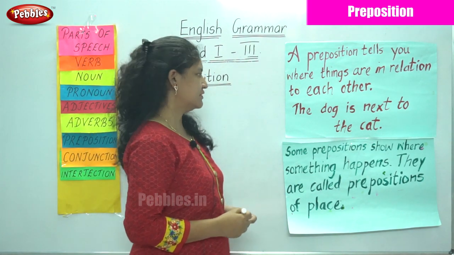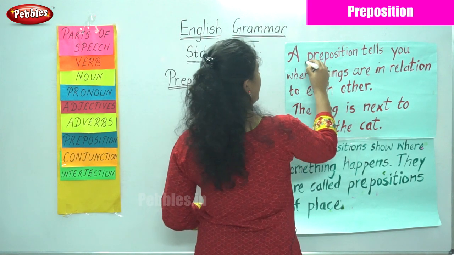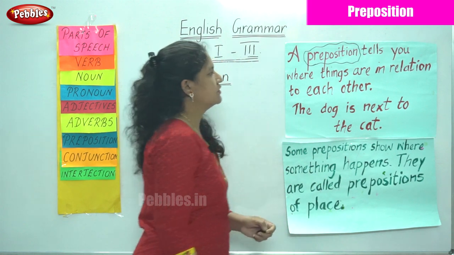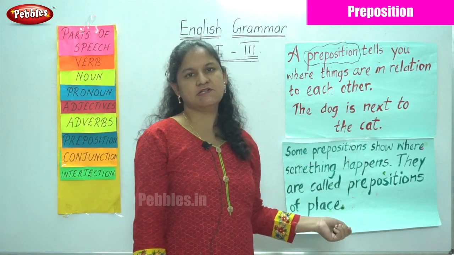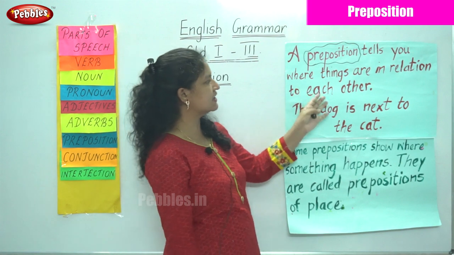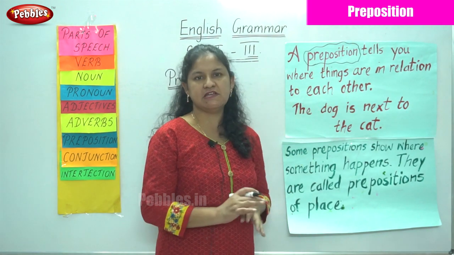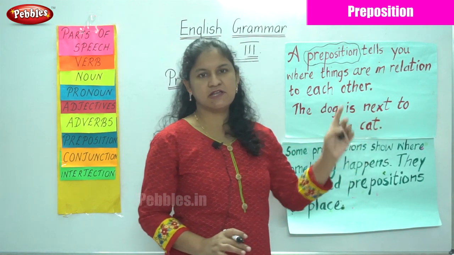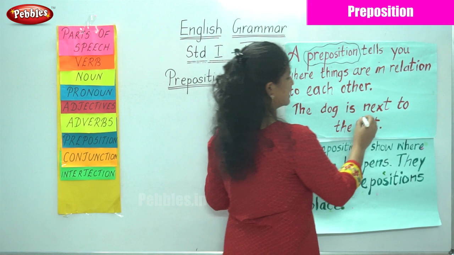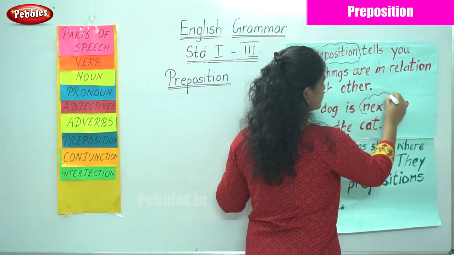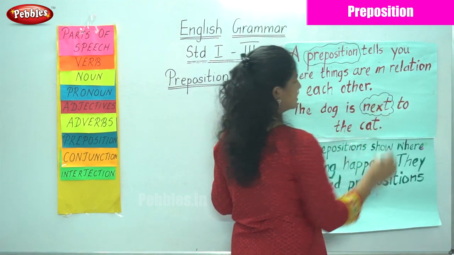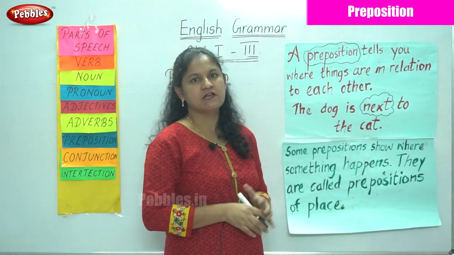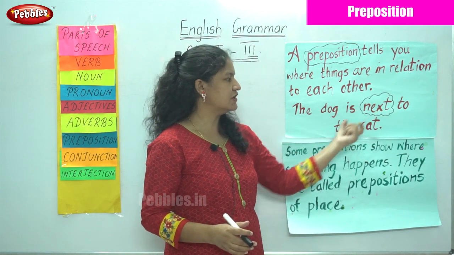A preposition is a word that tells you where things are in relation to each other. For example, the dog is next to the cat. The word next is the preposition that is used, and it tells you where the dog and cat are. So it tells us where the dog is. The dog is next to the cat.